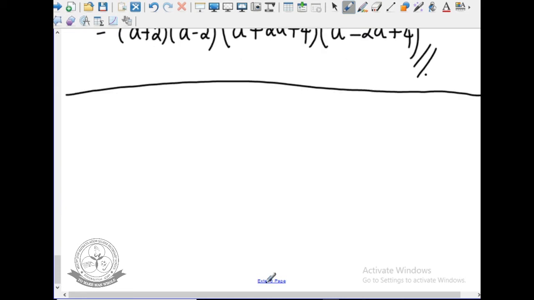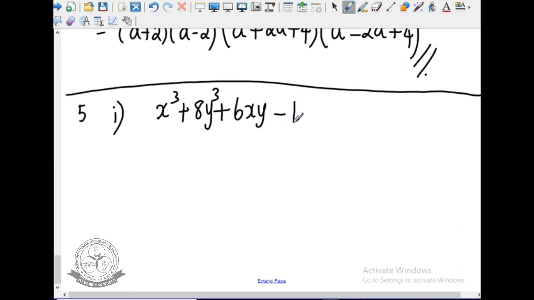Then last question, question number 5. First subdivision, x cube plus 8y cube plus 6xy minus 1.